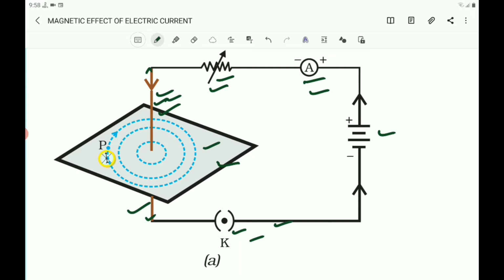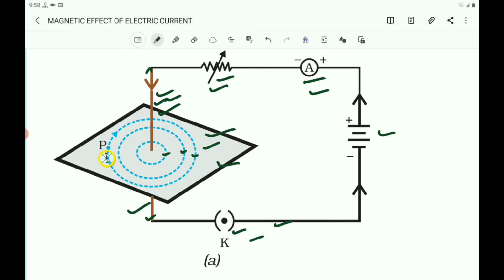The copper wire placed between the points X and Y remains vertically straight. Here it should remain vertically straight, and gently tap the cardboard a few times. Tap the cardboard on which the iron filings are sprinkled, and you can find that the iron filings align themselves, showing a pattern of concentric circles around the copper wire.